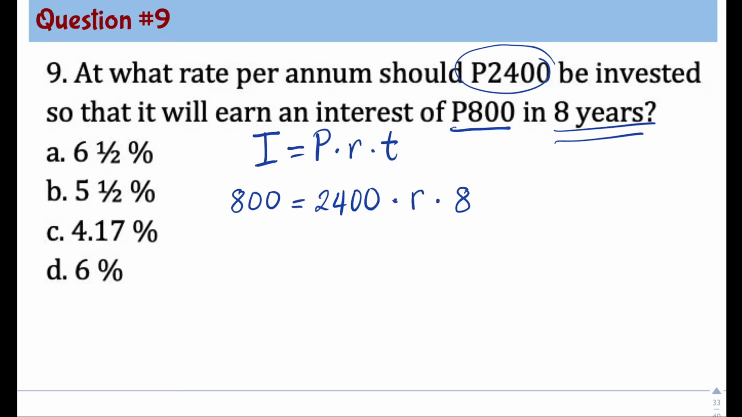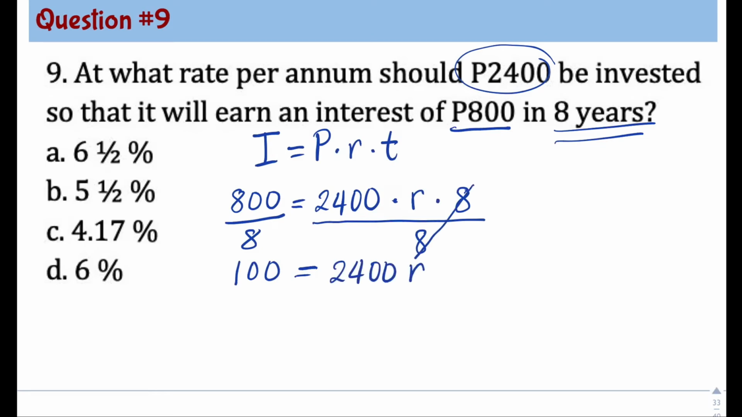In solving a complex problem like this, you could divide first both sides by 8, because when you divide 800 by 8, you have 100. 8 divided by 8 is 1, so 8 and 8 will cancel out. Then you have 2,400 times R. Doing the inverse operation, we need to divide both sides by 2,400. And this means that we can cancel out the zeros. So that is 1 over 24.